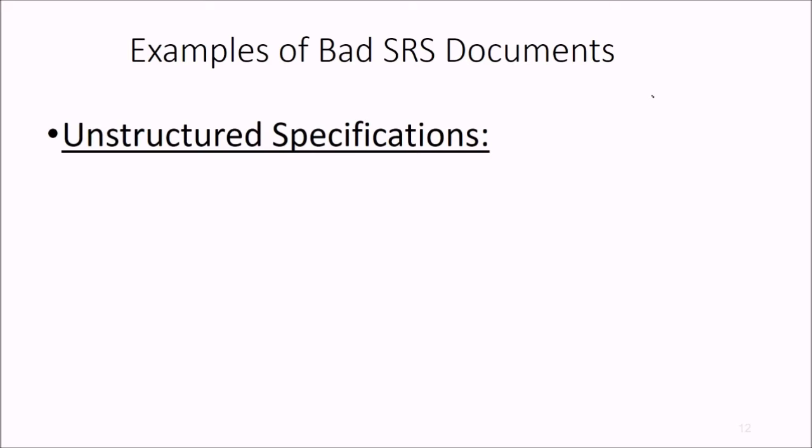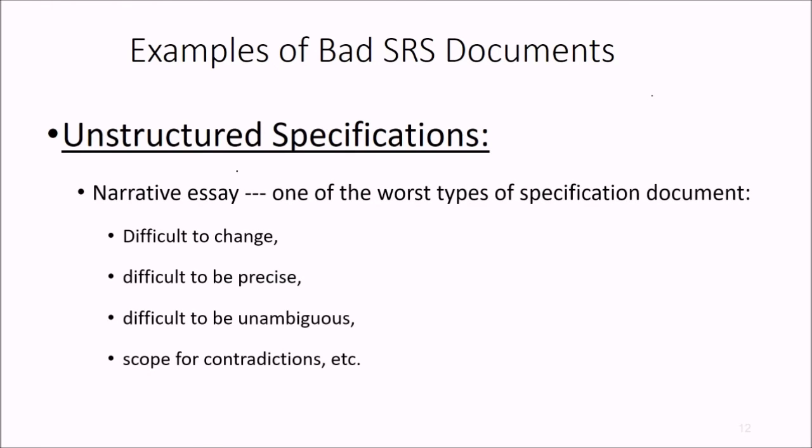But what will be a bad SRS? I don't want you to have these contents in your SRS documents. Unstructured specifications: if you write an essay, it is one of the worst types of specification document. Don't write an essay. If you write an essay, you won't be able to change it, and it will not be precise. Essays contain various sentences that may be ambiguous, though when you read, they seem unambiguous to the user, because you are writing in his terminology.